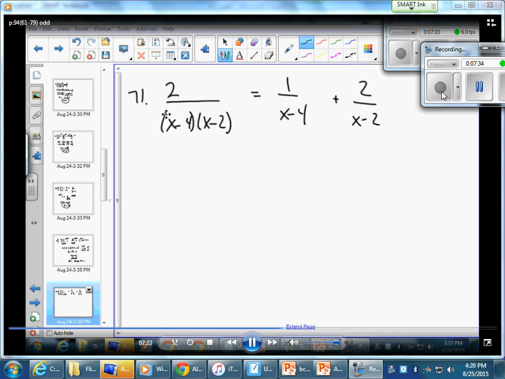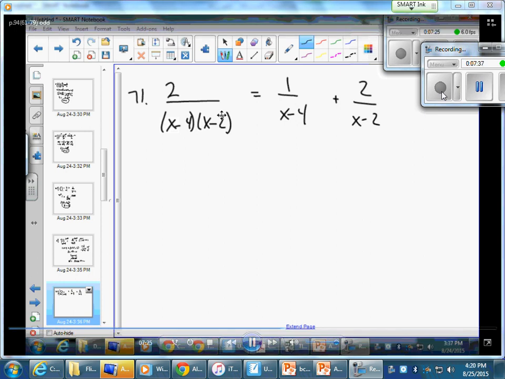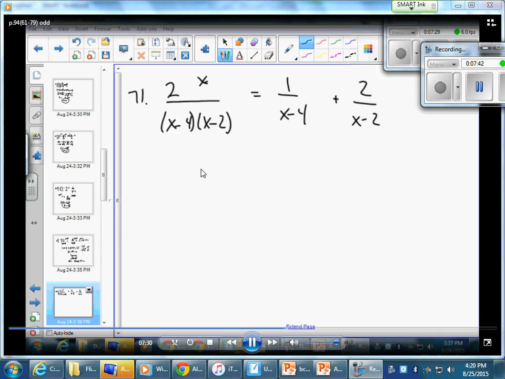I'm back with 71. So we have 2 over x minus 4 times x minus 2, 1 over x minus 4, and 2 over x minus 2. So looking at this, I'm going to need to have an x minus 4 and an x minus 2 in order to cancel every denominator. And so I'm going to write x minus 4, x minus 2 with every term. And for the left side of the equation, both of them cancel out, leaving with just 2.